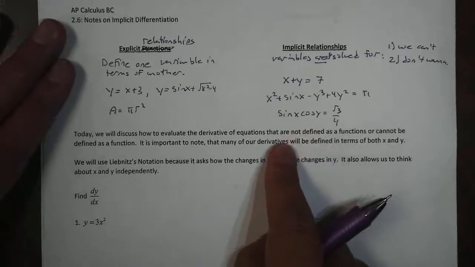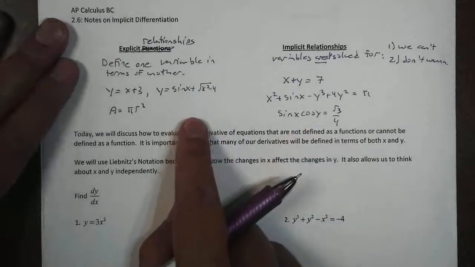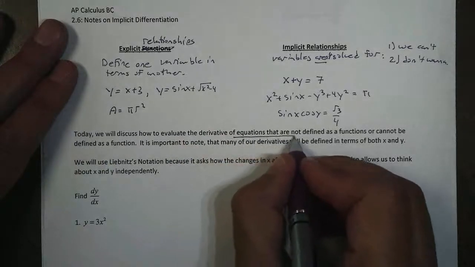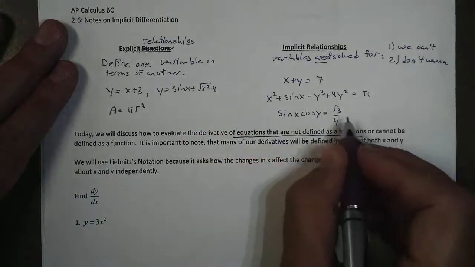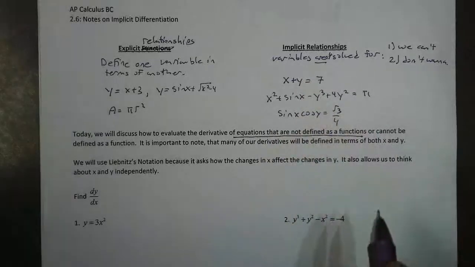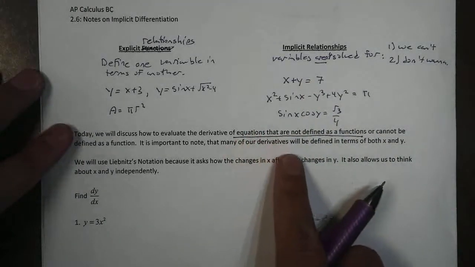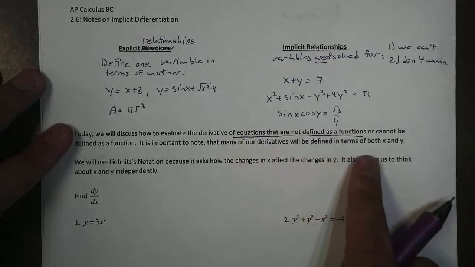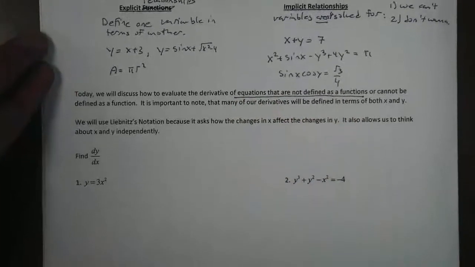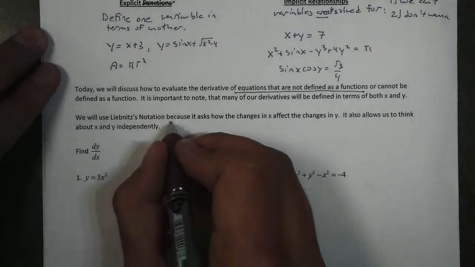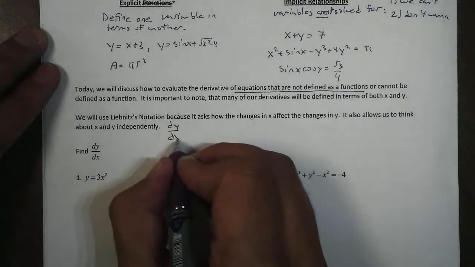So today we're going to learn how to find the derivative of equations that are not defined as functions, in other words, implicit relationships. It's very important to note that many of our derivatives will be defined in terms of both x and y. We are going to use Leibniz's notation. You might remember that, dy dx.